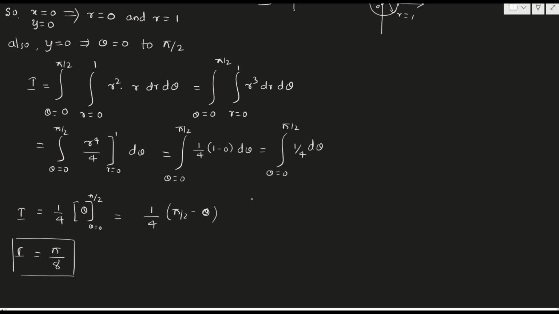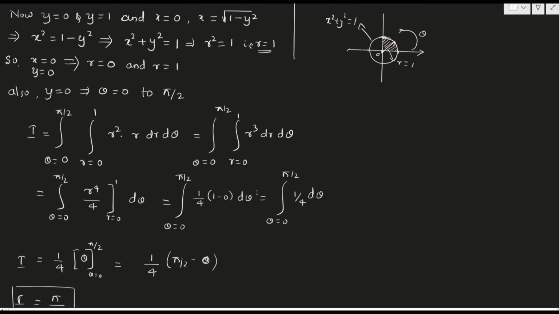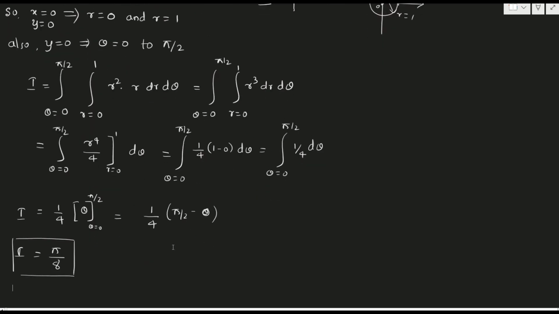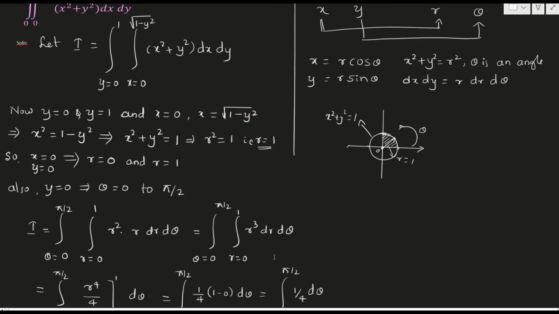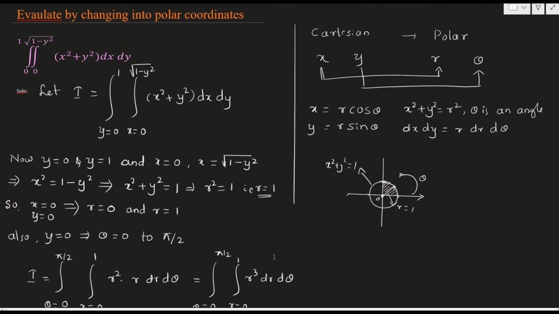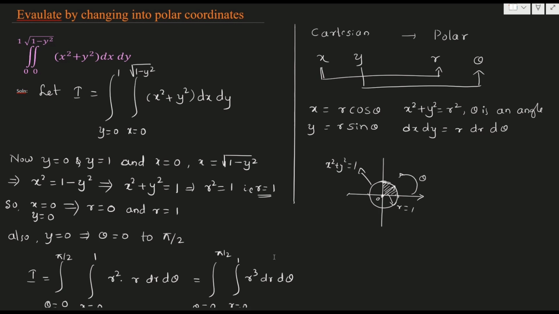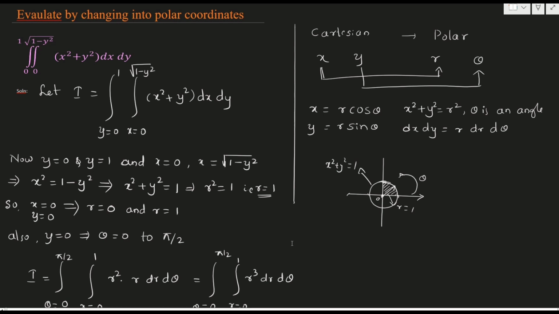The solution of the given double integral, when you change from Cartesian coordinates to polar coordinates, is pi by 8. This is how to simplify the given double integral by changing to polar coordinates. In the next class, I will solve one more example which has been asked in your model question paper.